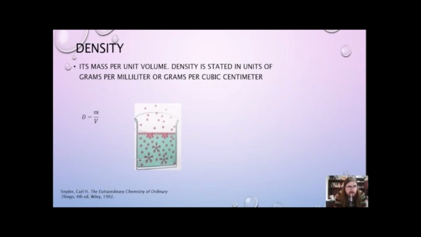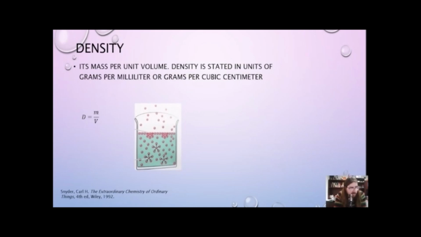Now, one of the first things we need to consider here is density, as we do with this chapter. Density of a substance is its mass per unit volume. Density is stated in units of grams per milliliter or grams per cubic centimeter. Now, don't confuse density with weight. Something can be heavy and not very dense. A tree is very heavy and will crush you, but a big log can float on water because it's not quite as dense.